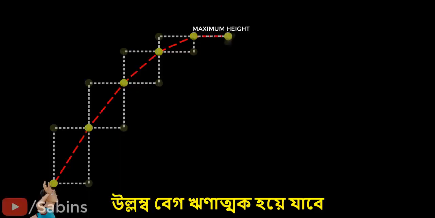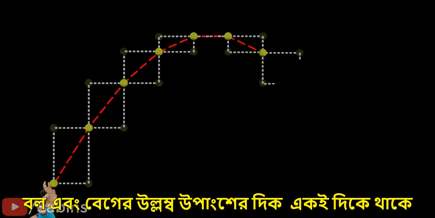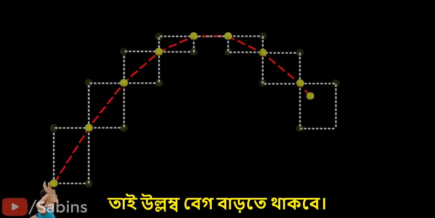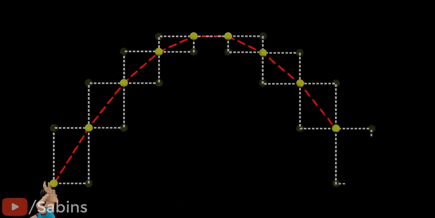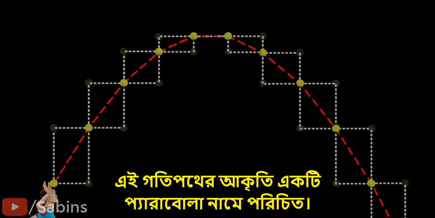After this point, the vertical velocity will become negative, and the object will start its descent. During the descent, the gravitational force and velocity are in the same direction, so the vertical velocity will keep increasing. This will be the final shape traced by the ball. The shape of this trajectory is known as a parabola.